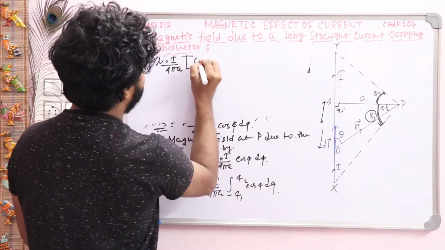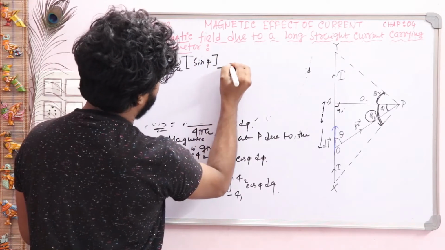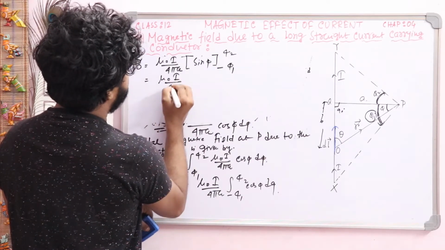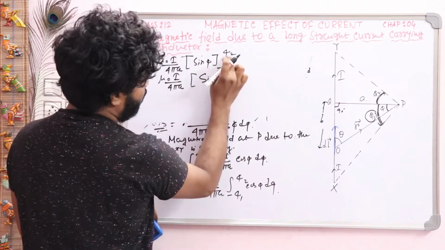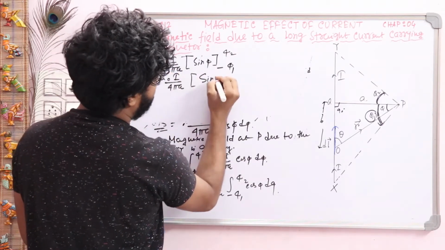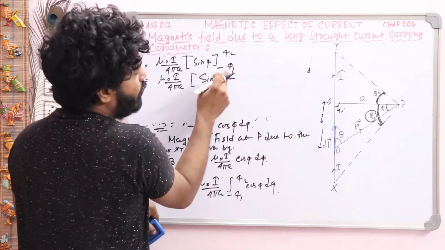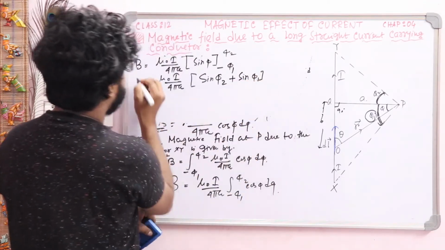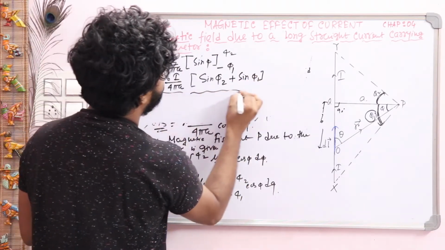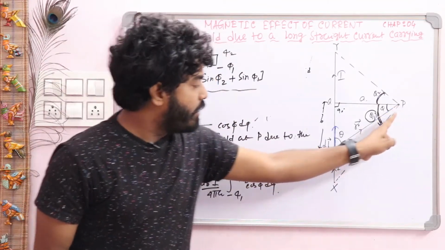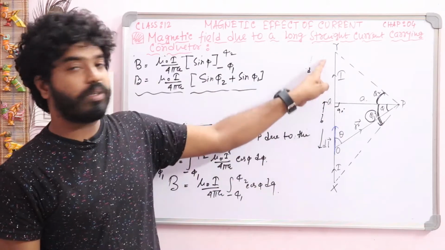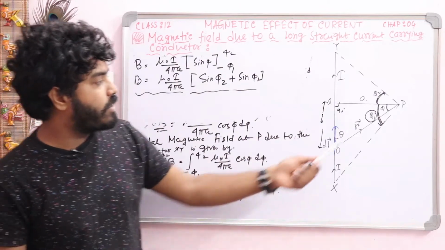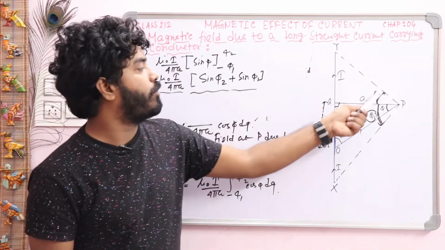So this one is sin phi, and the limit is minus phi 1 to plus phi 2. Now putting the limit, that is mu naught I by 4 pi a sin, use this value phi 2 as the upper limit, minus, then the lower limit, that is minus phi 1. So this one will be plus phi 1. Okay, so this is the general expression of magnetic field at point P for this conductor xy, for this wire xy. You see here phi 1 is the downward angle and phi 2 is the upward angle.